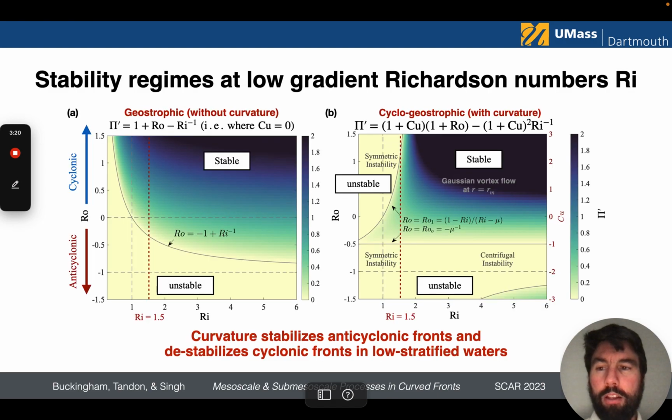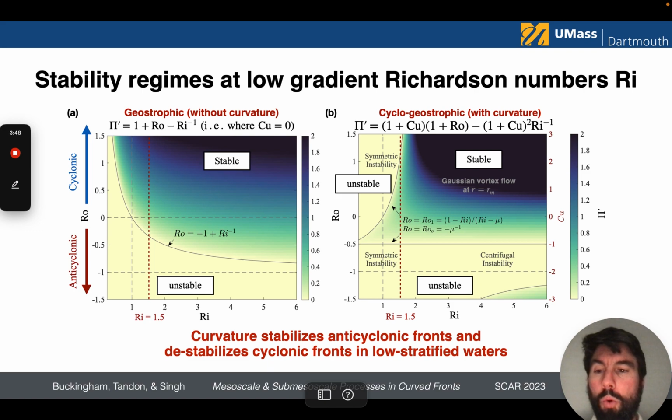To understand that, let's consider the following regime diagrams. On the left, we have geostrophy. On the right, we have cyclo-geostrophy. And the x-axis on both plots is the gradient Richardson number, and the y-axis is the gradient Rossby number. So as you move to the left in one of the plots, you go towards reduced stratification and/or high vertical shear, so in a front, for example.